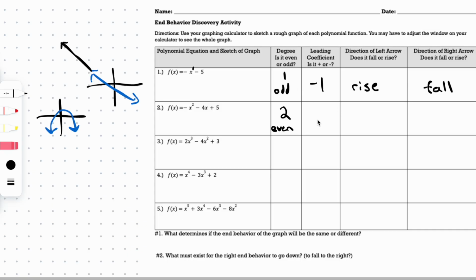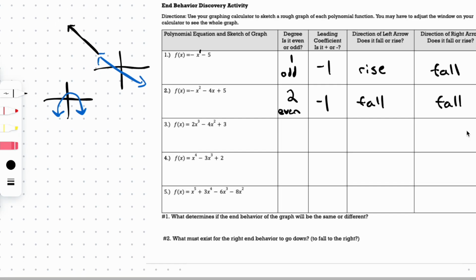Okay, great. So we have 2 even, and then what's our leading coefficient? So what are we multiplying this x squared term by? Well, we're multiplying it by negative 1 again. And we see, does our left arrow rise or fall? Well, it's falling. It's going down towards negative infinity. So it's going to fall. And same with our right arrow. It's going to keep on going down in this direction. Okay, perfect. Now let's do number 3.